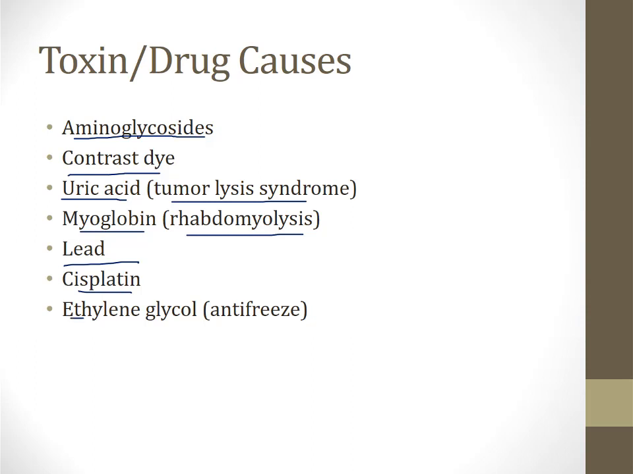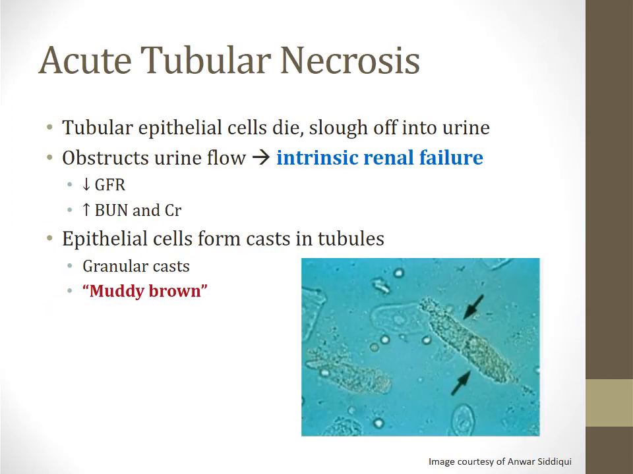And then finally, ethylene glycol, which is an antifreeze. If people drink this as part of a suicide attempt, they can get ischemic ATN in addition to an anion gap metabolic acidosis. In tubular necrosis, the epithelial cells die and they slough off into the urine, and they obstruct urine flow through the nephron, and this leads to intrinsic renal failure.